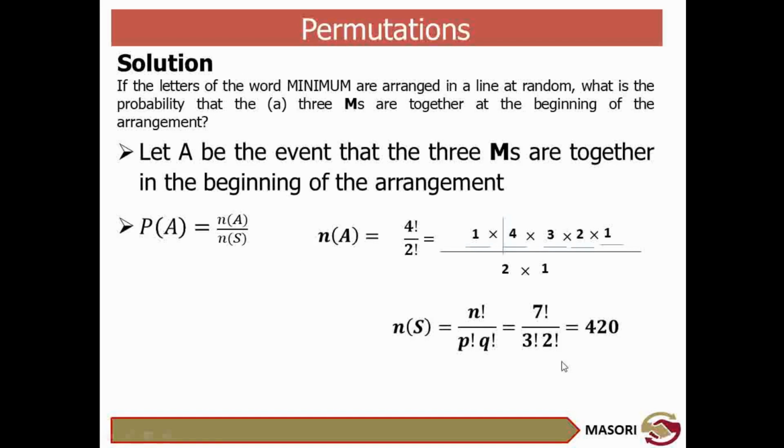Putting these in the formula for probability, the probability that the 3 M's are together in the beginning of the arrangement will be 12 over 420. So this part here will give us 12: 4 times 3 times 2 times 1, divided by 2, will be 12. And this part here, we found 420. Okay, let's move on to the second part.